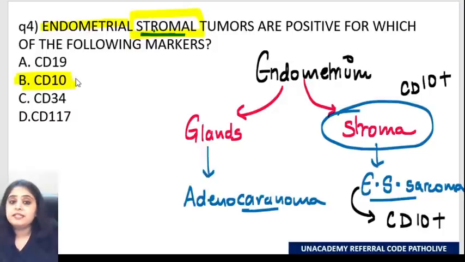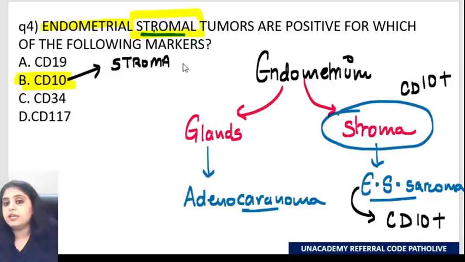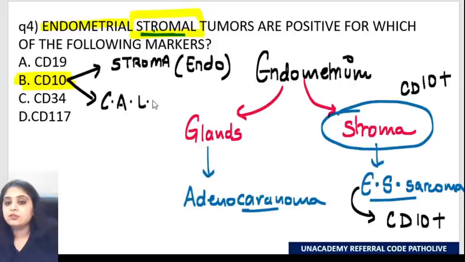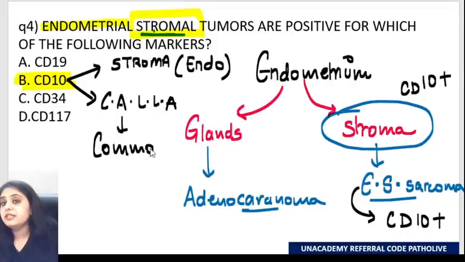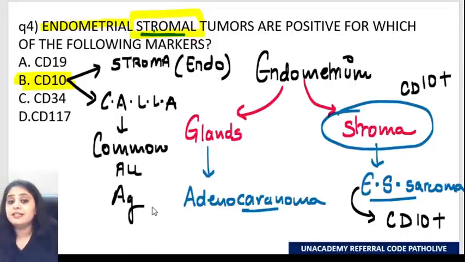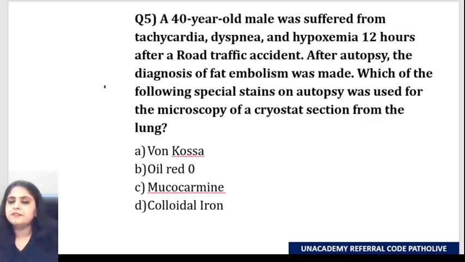Well, CD10, you've understood that it's positive in the stroma of the endometrium. I hope you also remember in terms of hematology that CD10 is also known as CALLA. What is CALLA? CALLA stands for common ALL antigen. So yes, this is the one that you will see in ALL as well. Common ALL antigen. Having said that, that's done for question number 4, and we can move on to question number 5. Again, an easy one.